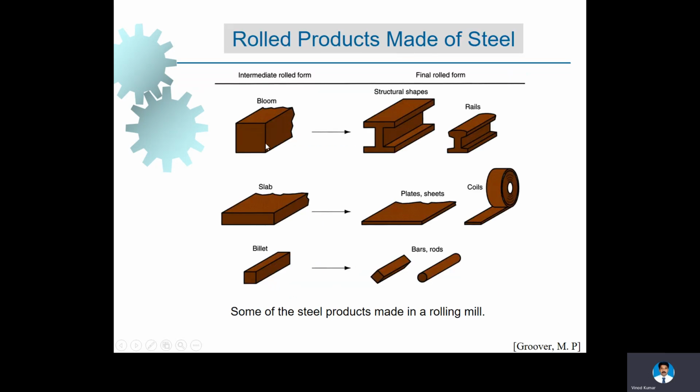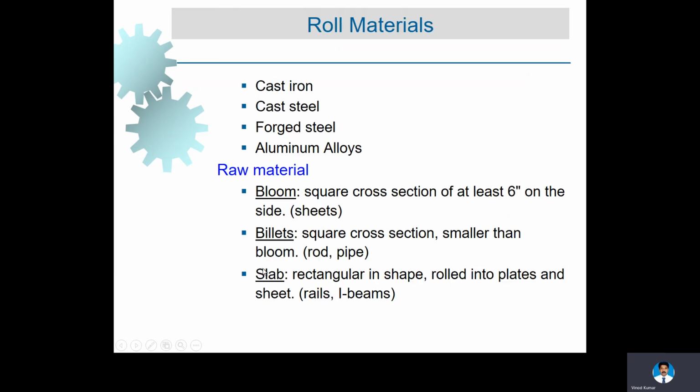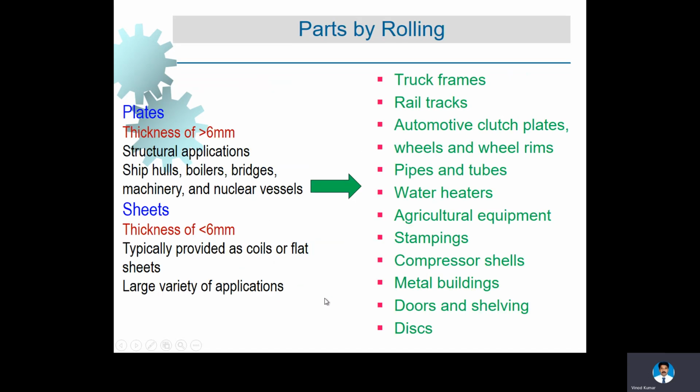Slab is rectangular in shape, bloom is more than 6 inch, and billet is a square section less than 6 inch. Bloom is used for producing sheets, billets for rod and pipe, slab for rails and I-beams. As you could see here, many parts are produced by rolling. Plates have thickness more than 6 millimeter.